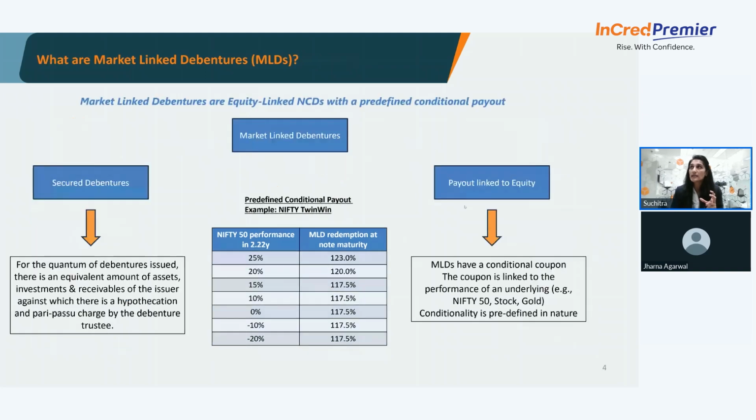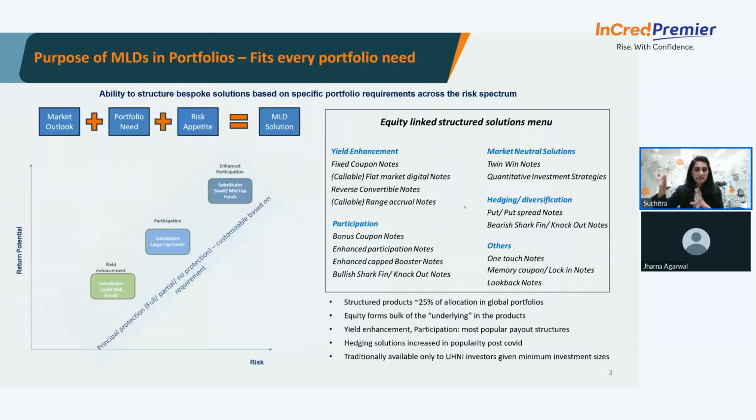So I'm going to take a pause over here and I'd like to leave it on this slide because I think this is one of the key slides where you need to think of MLDs as a natural portfolio allocation solution and how it fits very naturally into portfolios. The way an MLD solution is designed is exactly how you think of portfolio construction, where you look at your market outlook, you look at your portfolio needs, you look at your risk appetite, and you come up with an MLD solution.